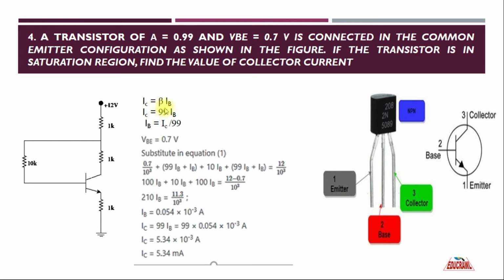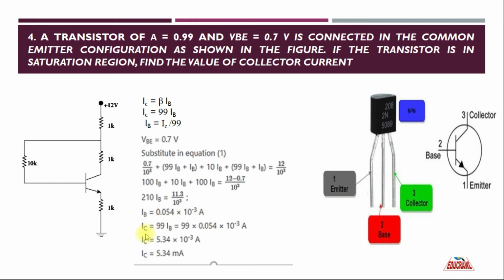So you know that IC is equal to 99 IB, IB is equal to IC by 99, VBE is 0.7 volt. Substituting all these values in equation 1, you get 0.7 divided by 10 power 3 plus 99 IB plus IB plus 10 IB plus 99 IB plus IB is equal to 12 by 10 power 3. Simplifying this, you get 100 IB plus 10 IB plus 100 IB is equal to (12 minus 0.7) divided by 10 power 3, which is 210 IB is equal to 11.3 divided by 10 power 3.